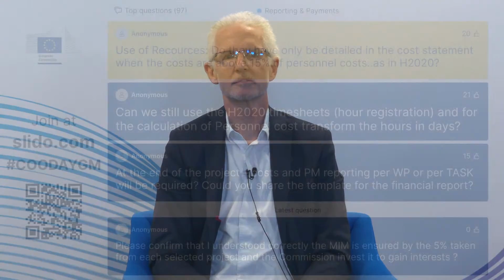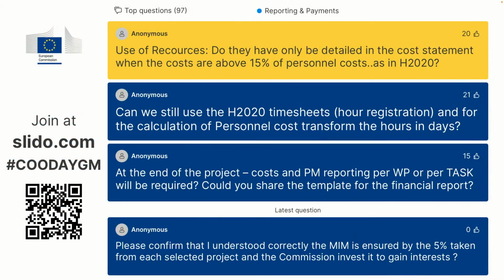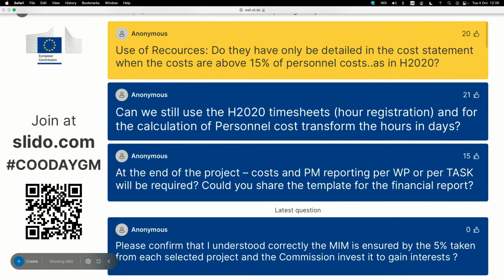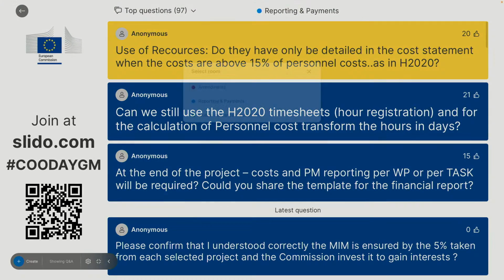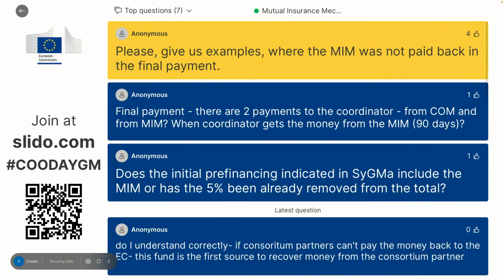I hope the colleagues can bring them up on the screen. Yes. Oh no, these are still the questions on reporting and payments. We need to see the questions on the mutual insurance mechanism, meaning the third part. Yes, now we got them.